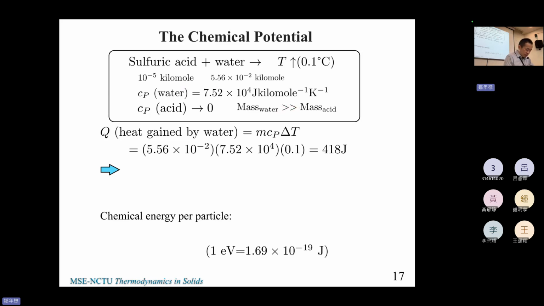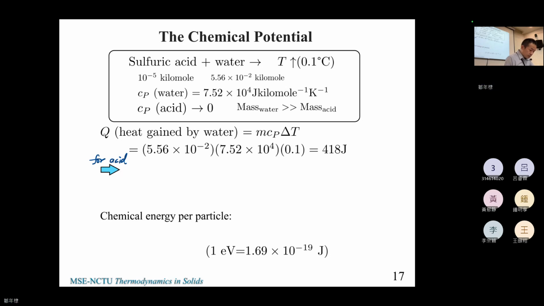All right. So now Q, the heat gained by the water, equals mCp delta T, no problem, right? So the heat gained by water is 5.56 times 7.52 times the temperature change 0.1, equal to 418 joule. No problem. So this is straightforward. How about for the acid? For acid, okay.